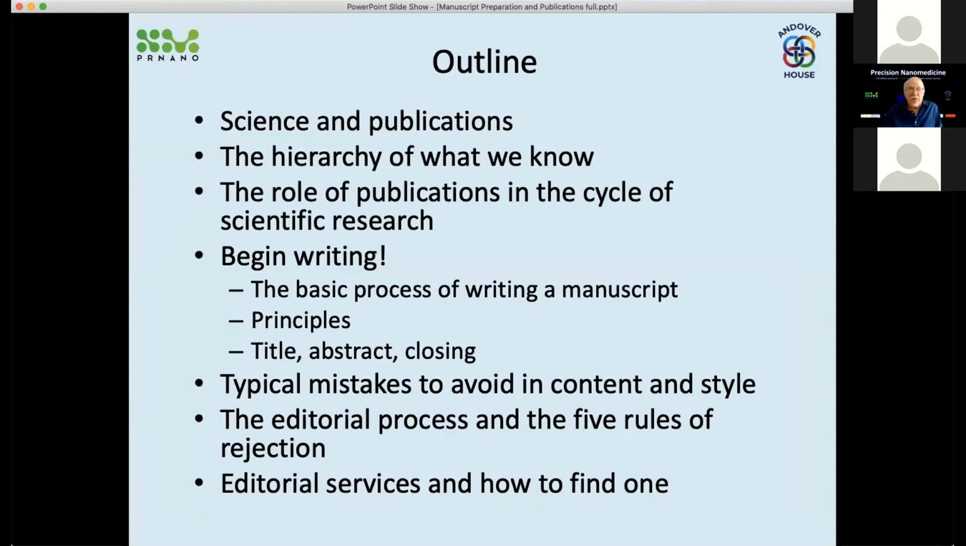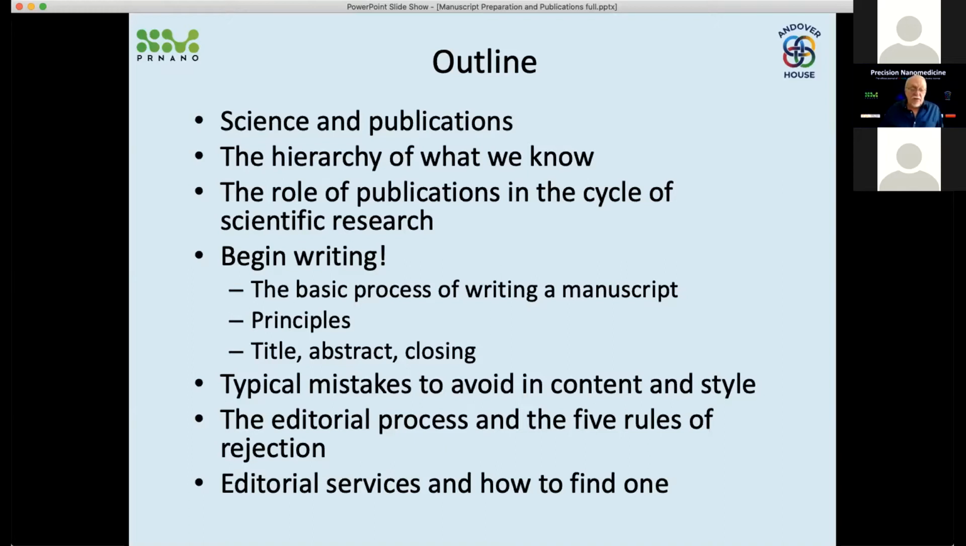This is what I'm going to talk about today. Let's first look at the relations of science and publications. Then we're going to put together a little system of what we know, and look at the role of publication in the cycle of scientific research. And then we start the practical part, beginning with the writing process, basic principles, and the elements which are most important. We are going to talk about the title, abstract, and the closing today.